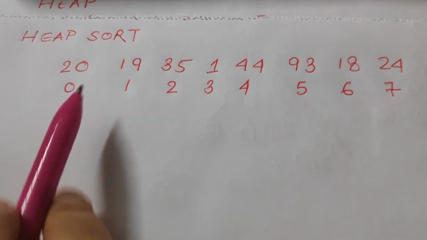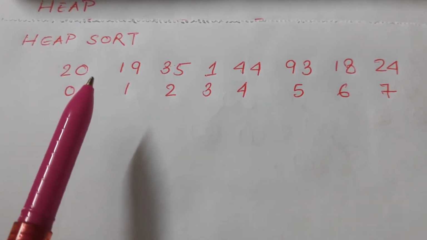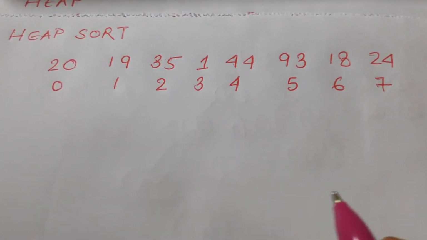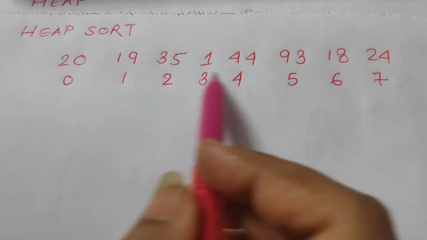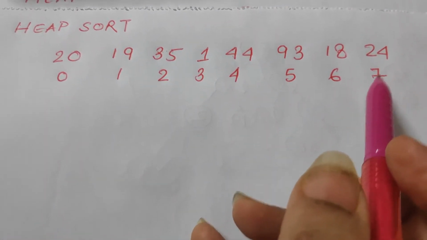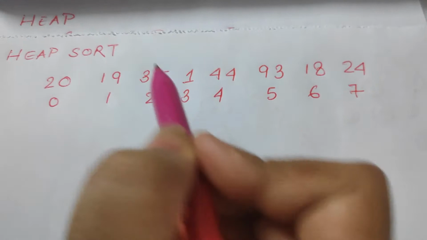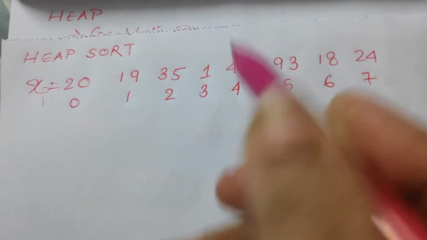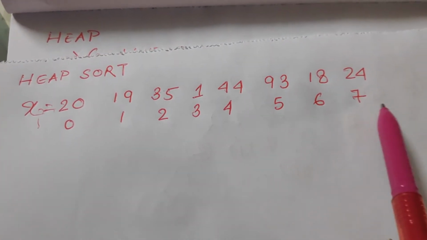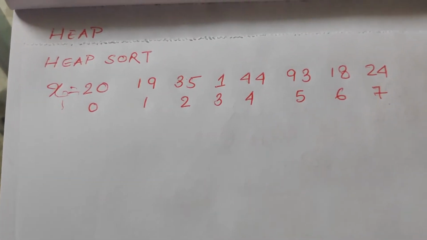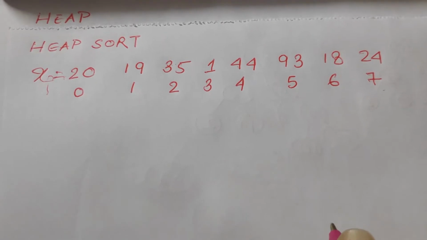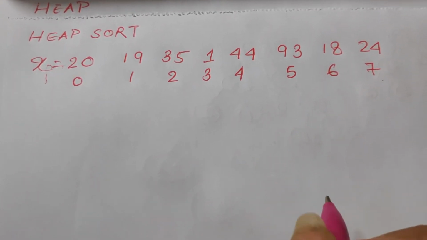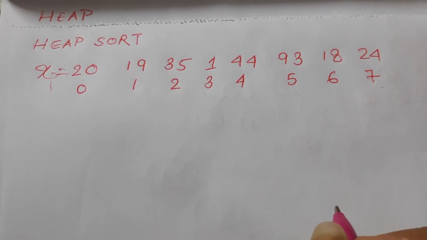Let's discuss the concept of heap sort. I have already told you what a heap is and how a heap can be created. Now this is an array of 8 numbers. Let us call this array X. There are 8 numbers in the array, and we have to sort this array in ascending order, right? So how do we do that?